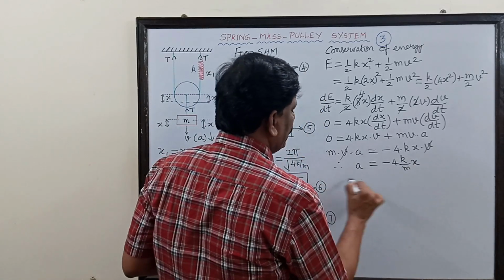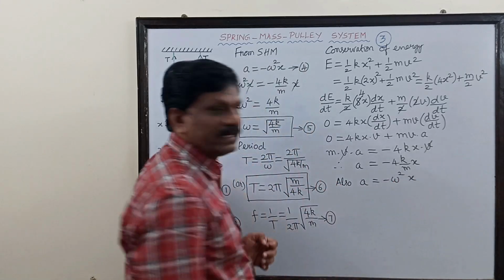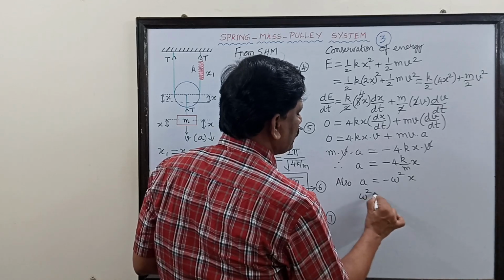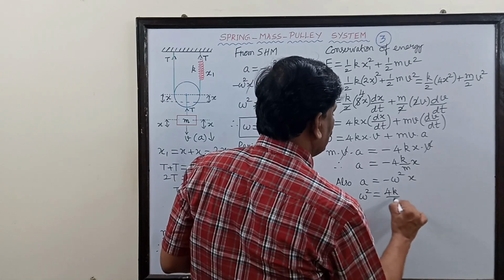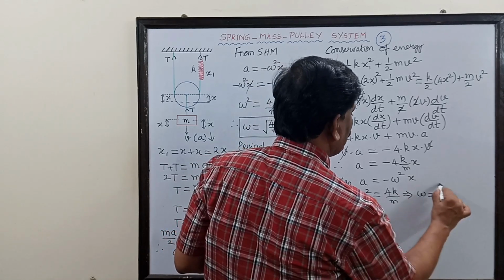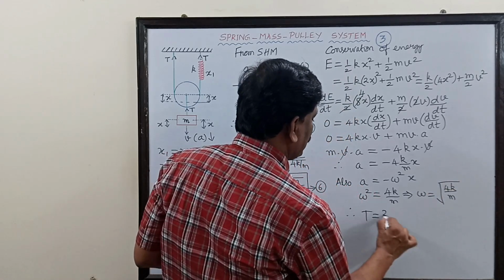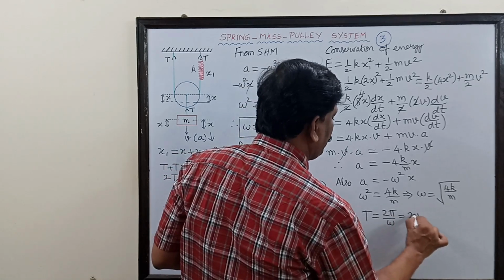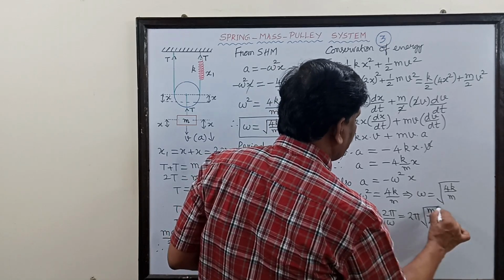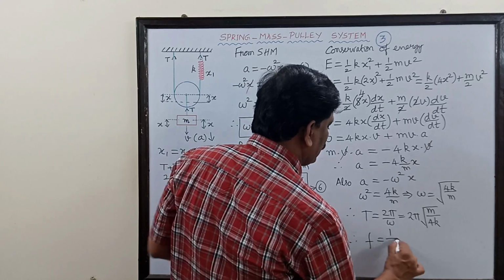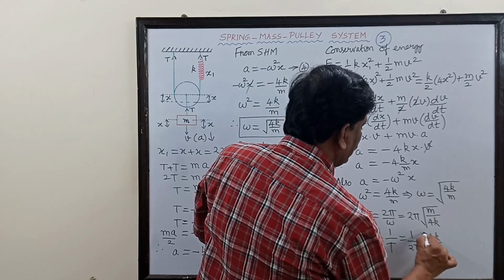Also we know that from simple harmonic motion this is equal to minus omega square times x. So equating these two, minus and x get cancelled, omega square is equal to 4k by m. This implies omega is equal to square root of 4k by m. Therefore time period is equal to 2 pi by omega, so this is equal to 2 pi into square root of m divided by 4k. And therefore the natural frequency is equal to the reciprocal of the time period, so this is equal to 1 by 2 pi into square root of 4k by m.